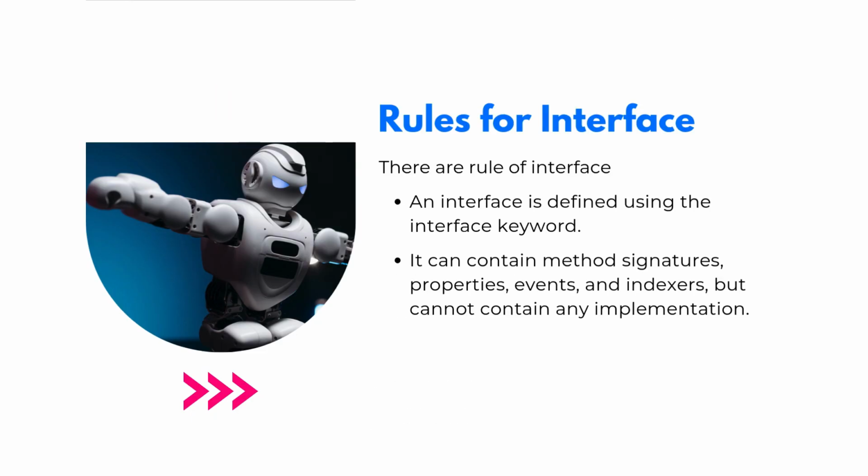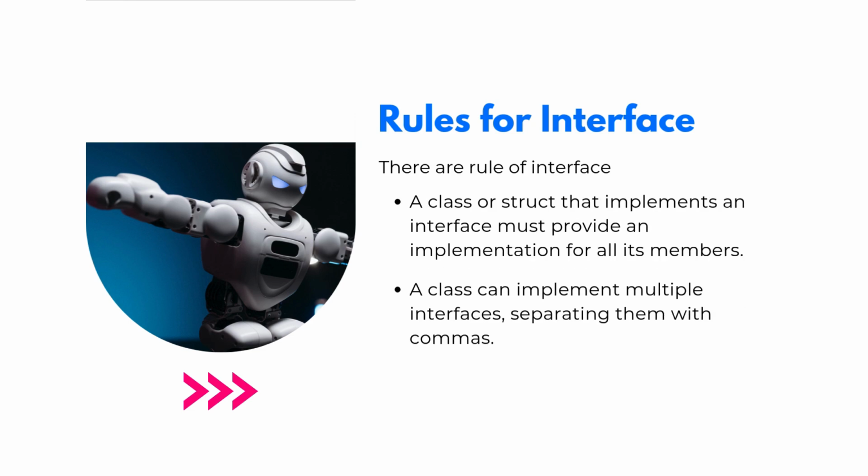Rules for interface. An interface is defined using the interface keyword. It can contain method signatures, properties, events, and indexers, but cannot contain any implementation. A class or struct that implements an interface must provide an implementation for all its members. A class can implement multiple interfaces, separating them with commas.